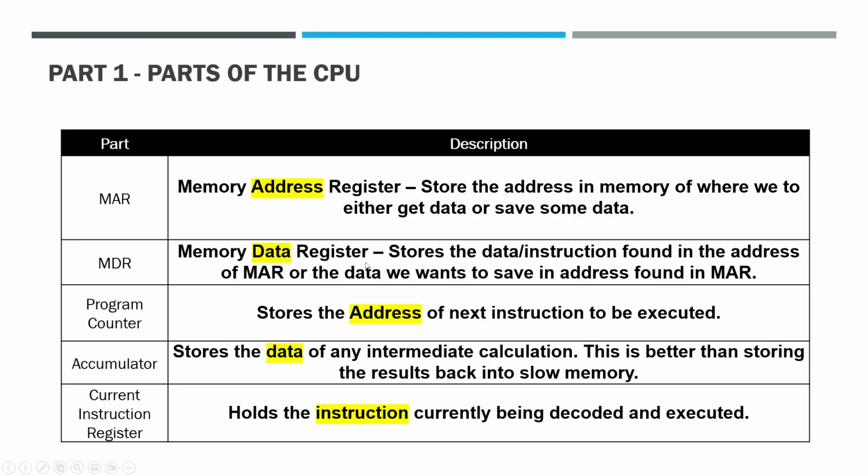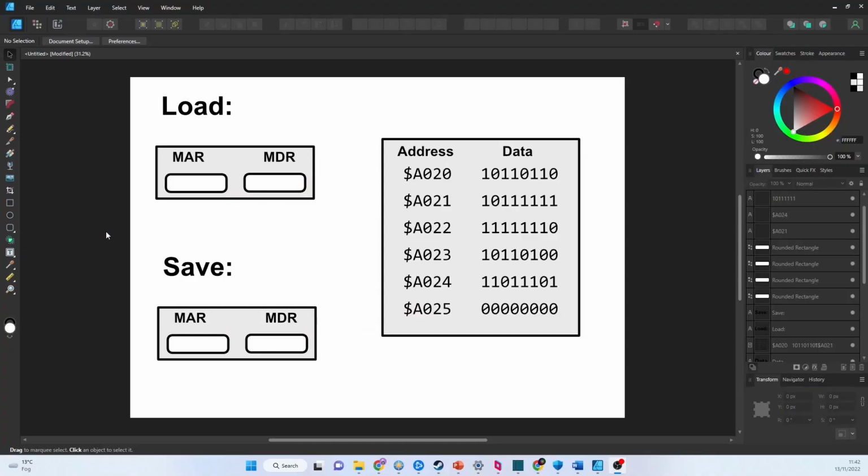The memory data register, this stores the data or the instruction that was found in the address of the MAR, or the data we want to save in the address found in the MAR. Right, so this is my imaginary system here. You can imagine this is RAM. You'll notice under the address I've put a dollar at the start. This is just a visual thing that is done to let you know that this data is an address. Obviously, it's not actually stored like this. Addresses are normally given in hexadecimal, but essentially everything's a binary number, so this could be a binary number. This is just for representation. So this is the address, and this is the data in main memory.